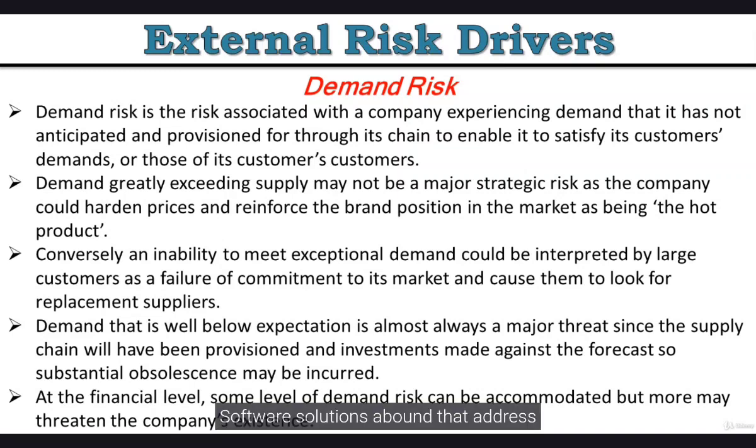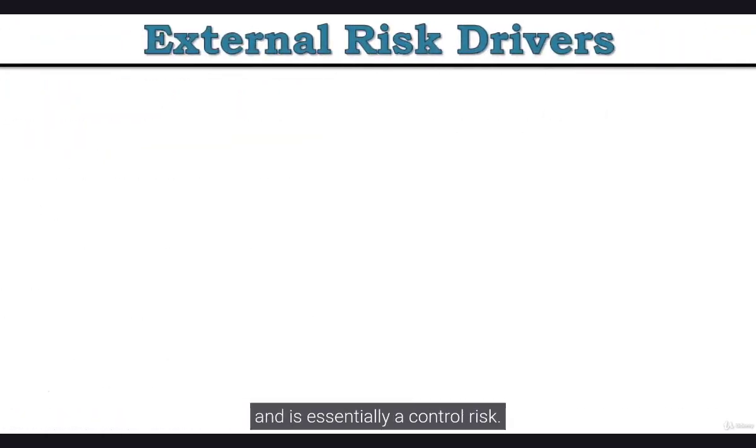Software solutions abound that address the need to improve forecast accuracy, and developments in supply chain design are aimed at avoiding the worst effects of unpredictable demand through postponement strategies. Insofar as these are effective in increasing the ability of the business to anticipate volatile demand, they mitigate against the worst experiences of demand risk. The effective operation of such solutions then becomes internal to the company and is essentially a control risk.